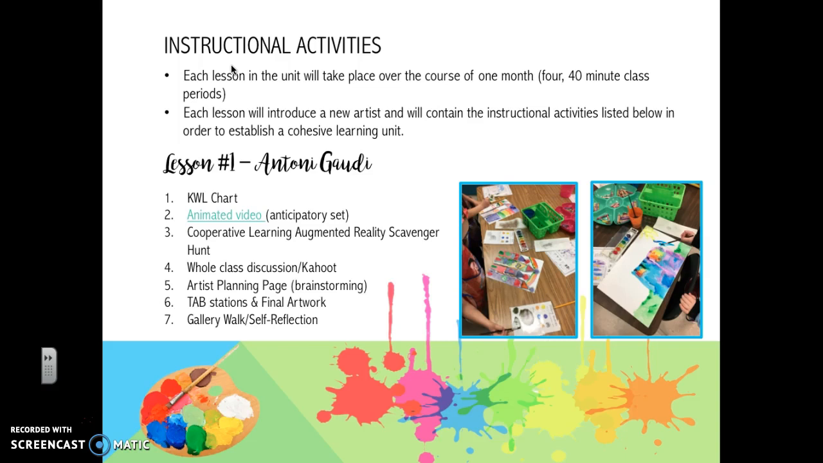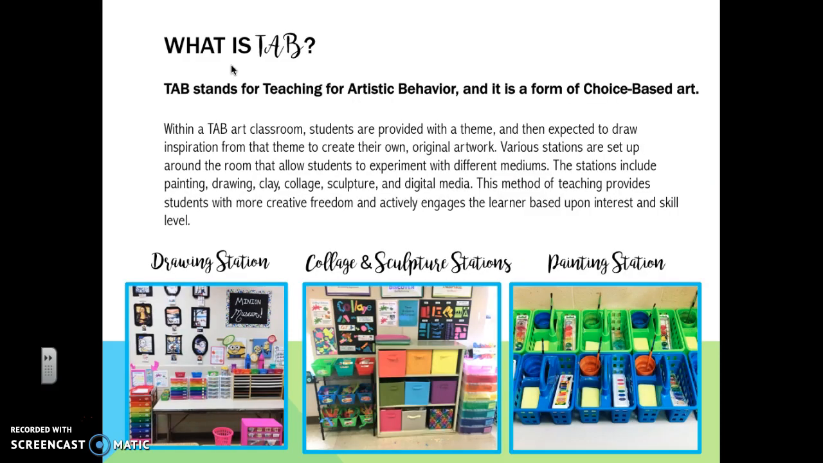The second activity is an animated video highlighting Antoni Gaudí on YouTube, and is considered the anticipatory set. The third is a cooperative learning scavenger hunt using augmented reality. The fourth is a whole class discussion and a Kahoot review game. Fifth is an artistic planning page where the students will brainstorm ideas. Sixth are tab stations where the students will produce their final artwork. And the seventh activity is a gallery walk and self-reflection.